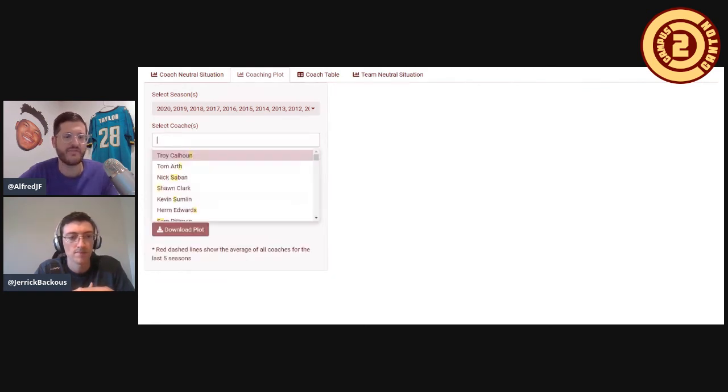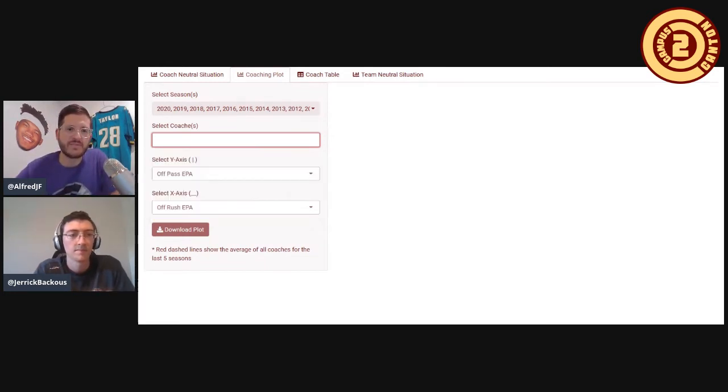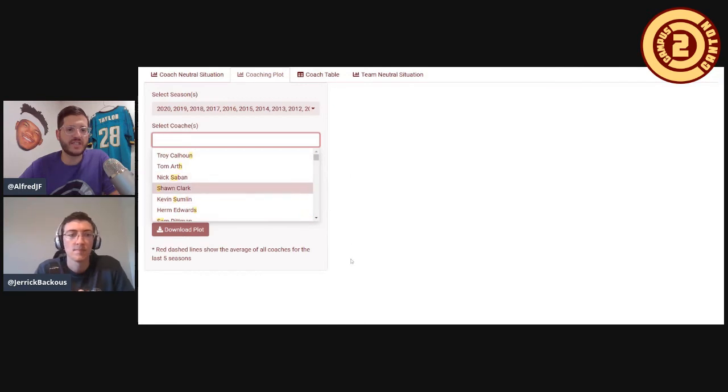And EPA, if you're listening and not super familiar with it, is expected points added. At the end of each play, depending on down and distance, essentially, are you closer to scoring or worse off from scoring after that play? So the passing EPA is saying every time you pass the ball, are you getting closer to scoring or further away? Same with rushing. So it can show efficiency on these two different sides of the ball.